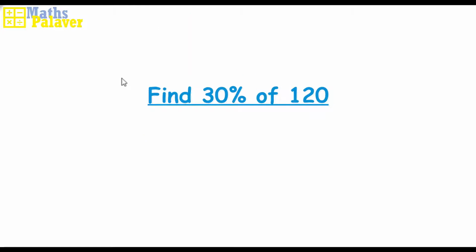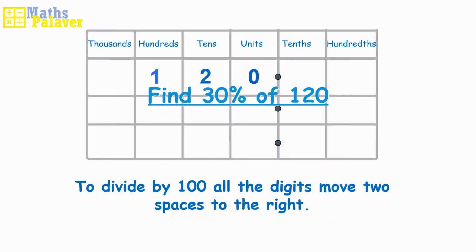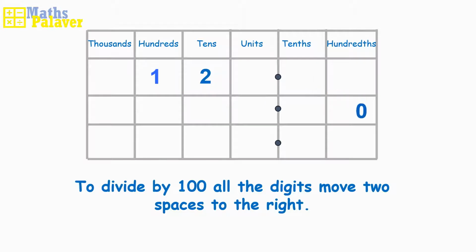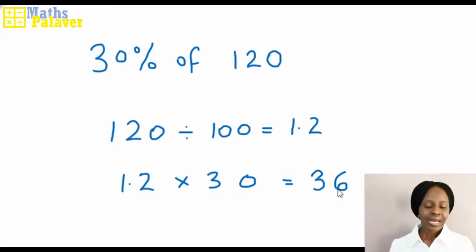What if you had to do a question like this, where 120 divided by 100 will not give you a whole number? Well, remember how to divide numbers by 100. You need to move those numbers 2 places backwards along the place value chart. 120 divided by 100 will give you 1.2. And 1.2 times 30 is 36. 30% of 120 is 36.